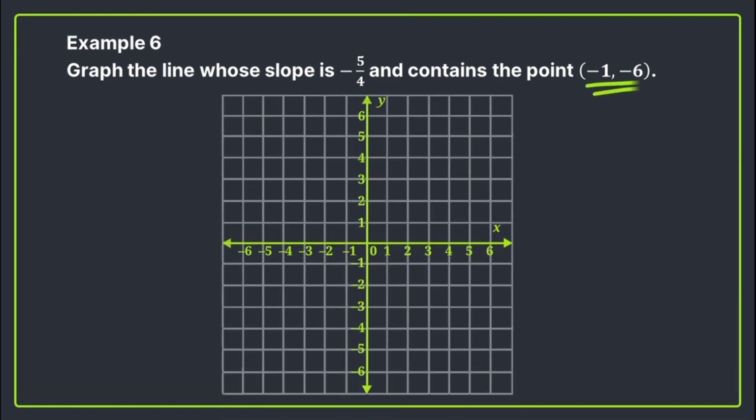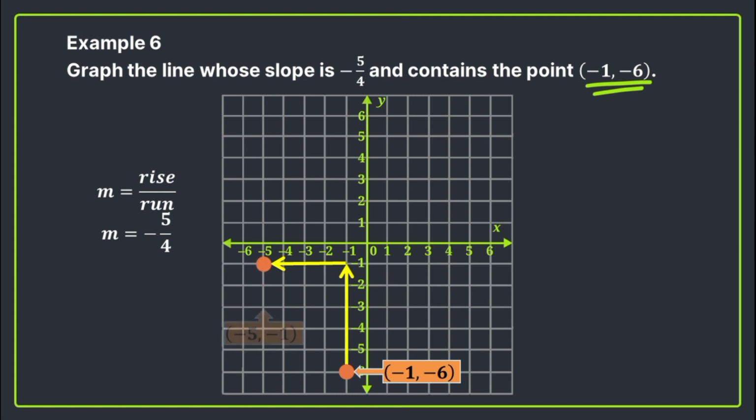Negative 1, negative 6 is also located in quadrant 3. It says that we will rise 5 times and we will run 4 times. So 1, 2, 3, 4, 5. It stops at negative 1 and 1, and we will run 4 times. So 1, 2, 3, 4, and it stops at negative 5. So we have now the point (negative 5, negative 1).